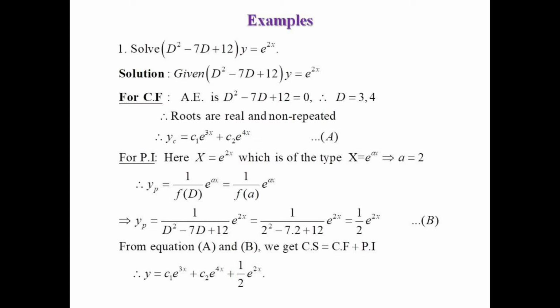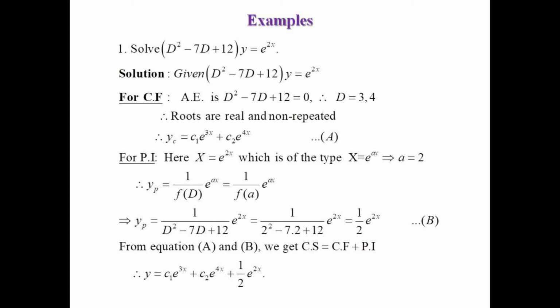So here, if we try to find the value of the complementary function, we know that the complementary function is obtained by solving the auxiliary equation. Here the auxiliary equation is D square minus 7D plus 12 is equal to 0. According to the quadratic root formula, we can find the roots of this equation, which are 3 and 4. If we observe these roots, they are real and non-repeated.